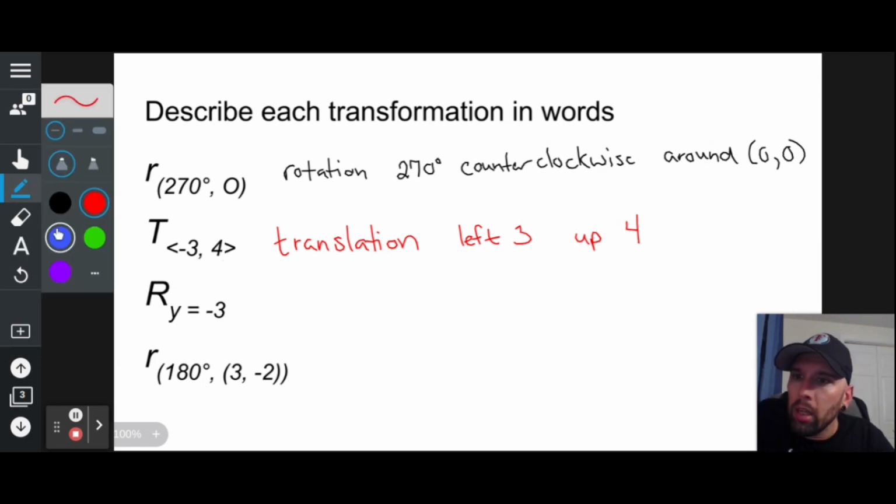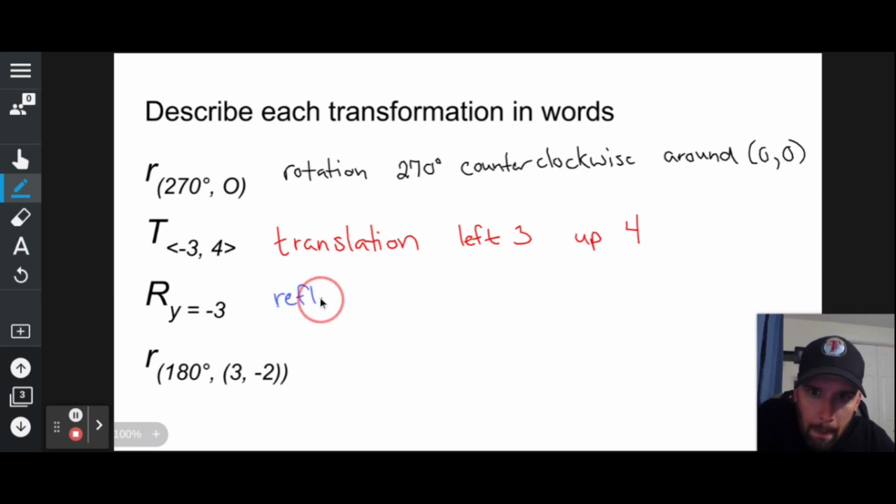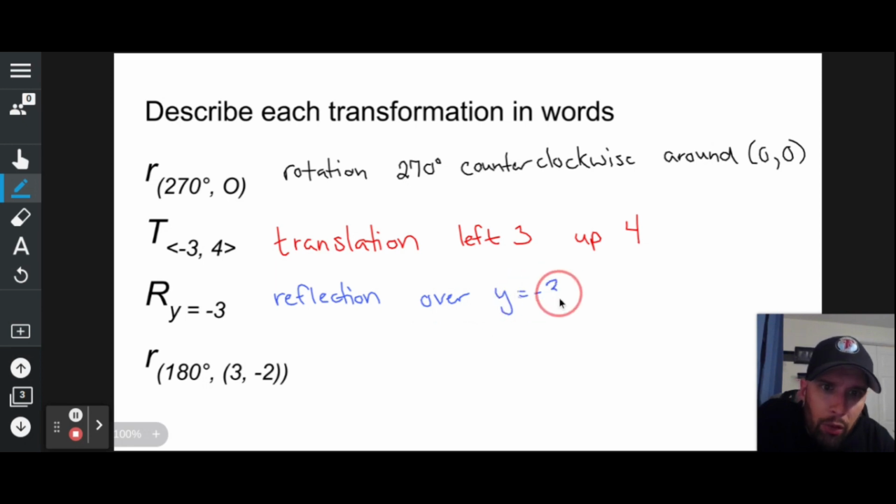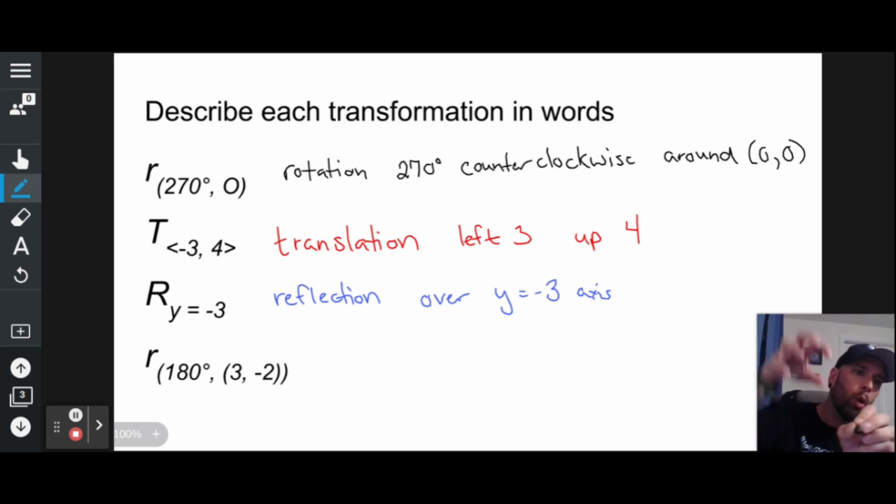The third one is a capital R. That is a reflection over the y equals -3 axis. Now what that means is we just draw a line over y equals -3, which is horizontal, and we take our shape wherever it may be and reflect it. Again, if you're not sure what that means, watch some videos.